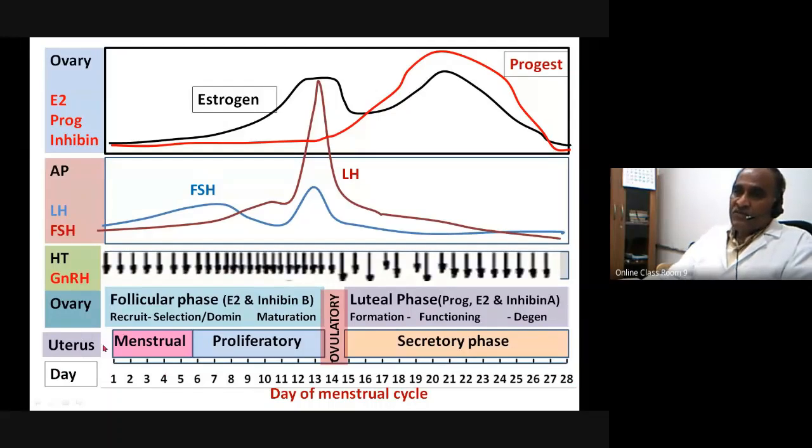And now the one I have made here, the uterine changes, that is uterus. This is the menstrual phase, that is from 1 to 5 days. Then from the menstrual phase, it goes to the proliferative phase. This proliferative phase comes from the 5th day up to the 14th day, or around the 14th day. Then comes the ovulation. Let us consider 14th day ovulation. And after ovulation, then comes the secretory phase.